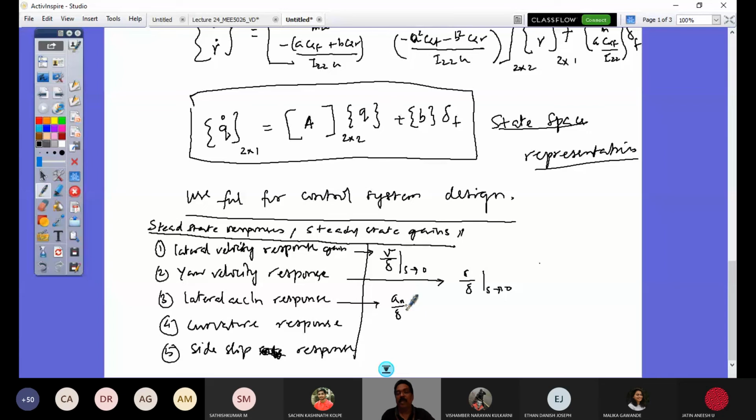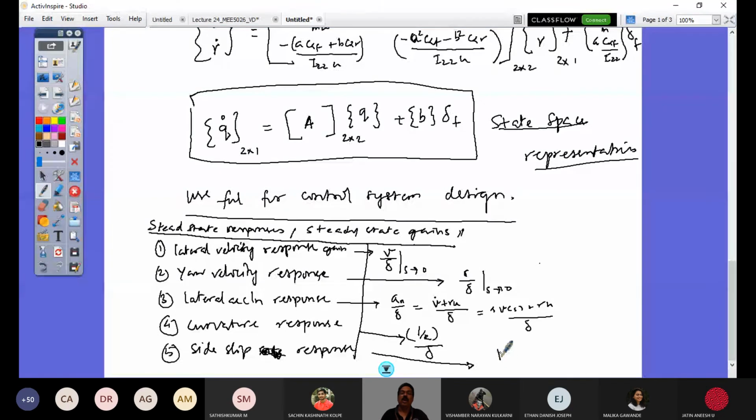So R by delta I have it here, and this V dot, when I take it in Laplace form, becomes s V of s plus Ru by delta. So I would be able to have V by delta. This term sum is what is going to give me the lateral acceleration response. What is the curvature response? Curvature is 1 by R, the turning radius, so 1 by R by delta is the curvature response. And then you have another response: what is the side slip response? The side slip response is beta by delta.